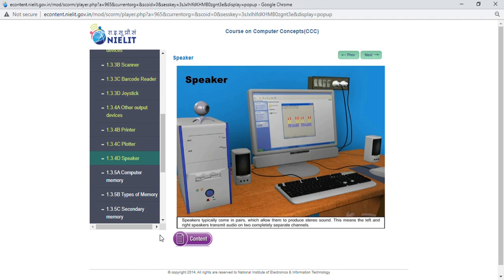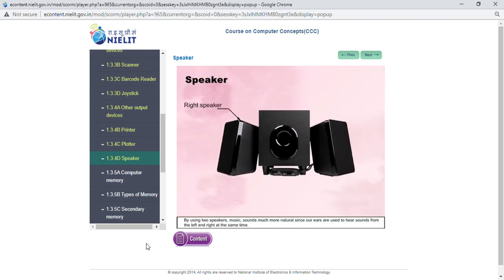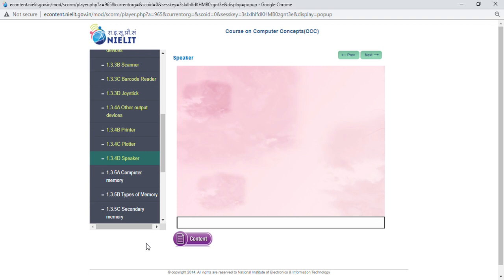Speakers typically come in pairs, which allow them to produce stereo sound. This means the left and right speakers transmit audio on two completely separate channels. By using two speakers, music sounds much more natural since our ears are used to hearing sounds from the left and right at the same time. Sound systems may include 4 to 7 speakers plus a subwoofer, which creates an even more realistic experience.